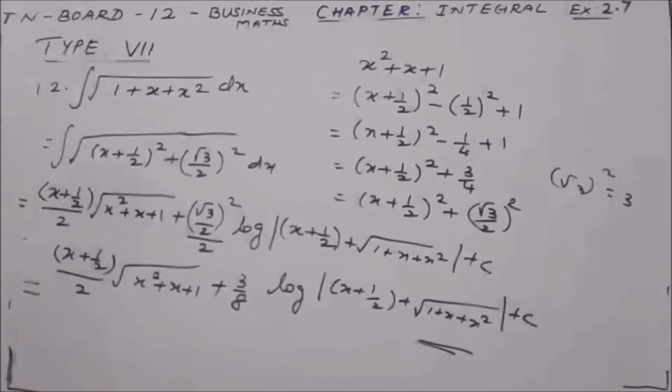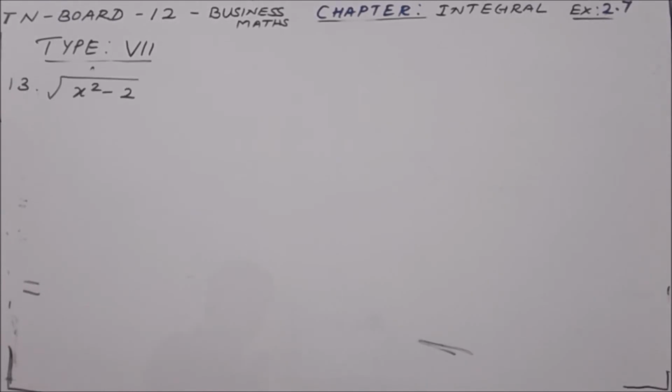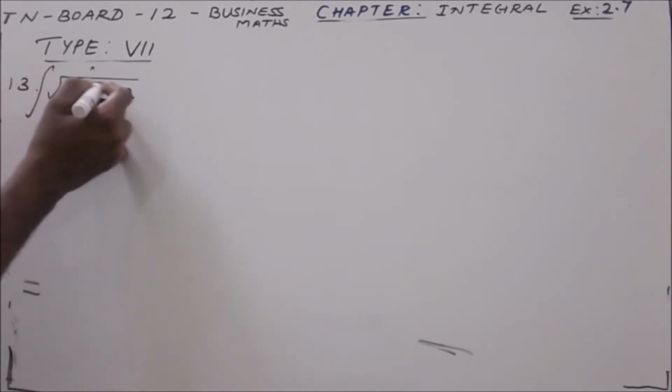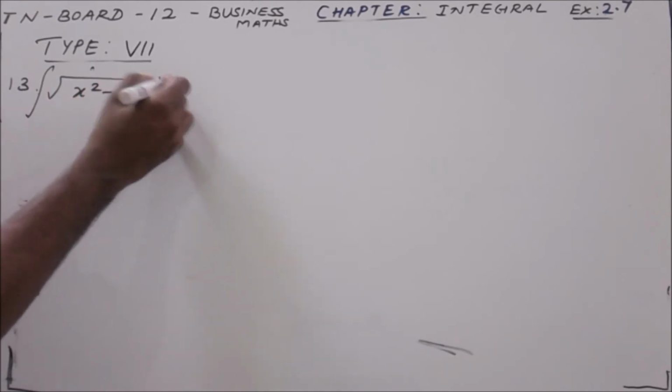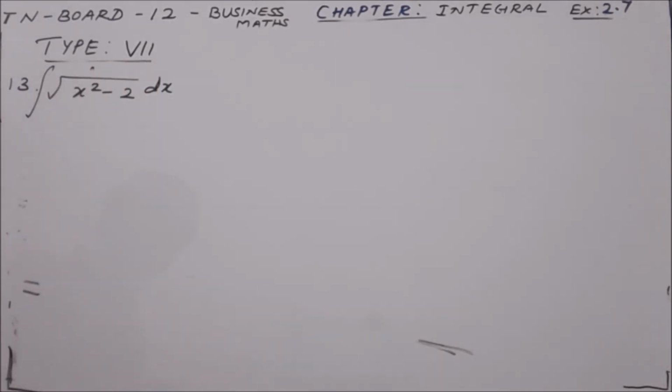Now we are moving to question number 13. Question number 13: given integral of root of x square minus 2 dx. This is a simple thing.